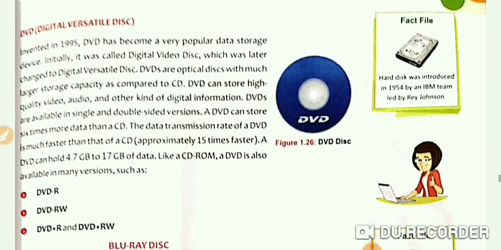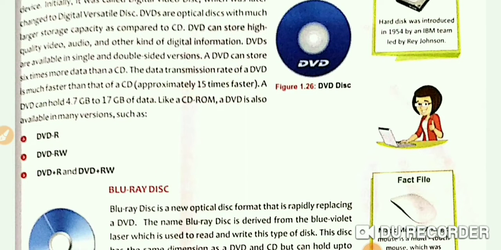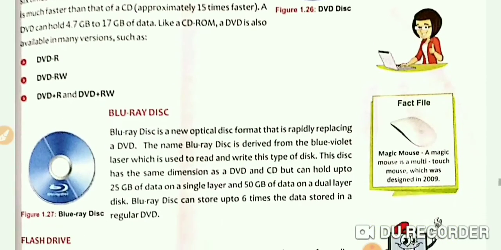Now the next one is DVD, that is digital versatile disk. DVD is also like a CD, but it is different from the CD as it has greater storage capacity. So the general storage capacity of a DVD is 4.7 GB to 17 GB of data, while a CD can store up to 650 MB of data. So it is also of three types: DVD read, DVD read write, and DVD R and DVD RW.